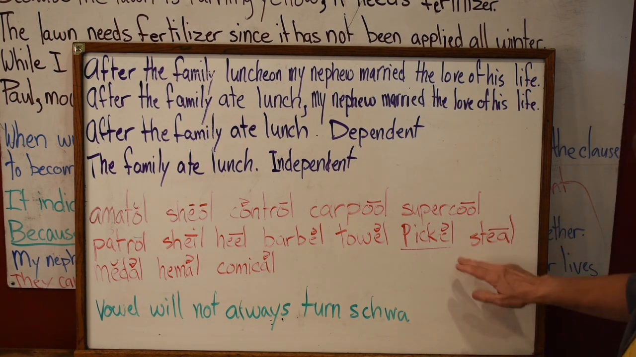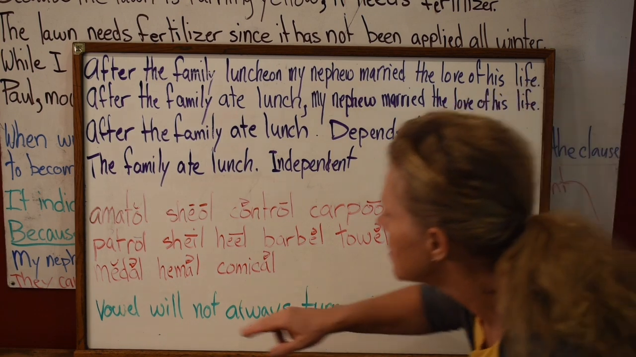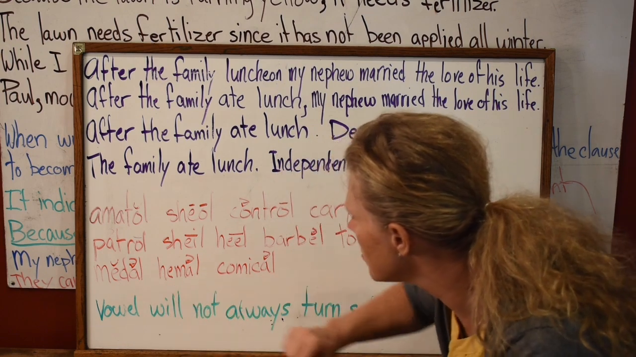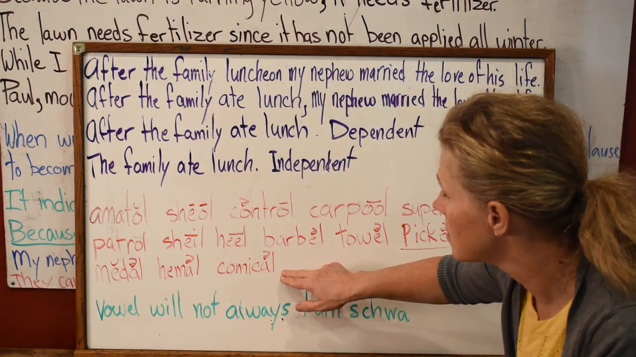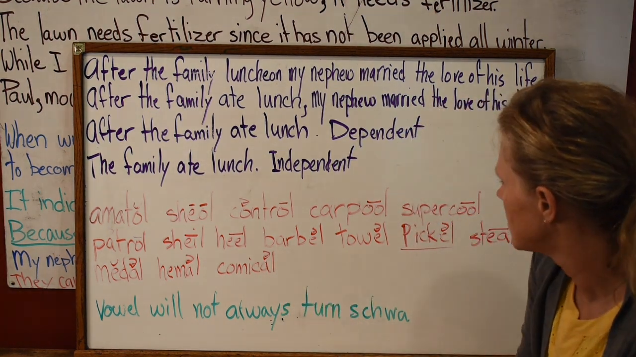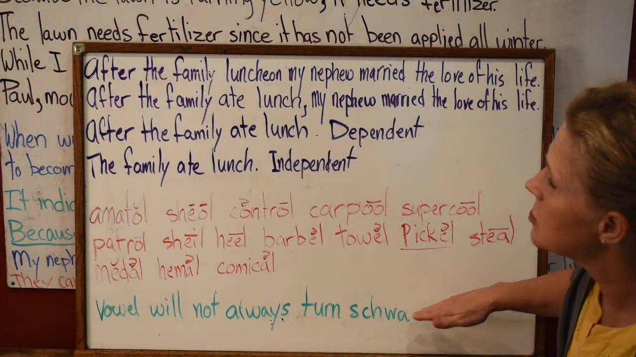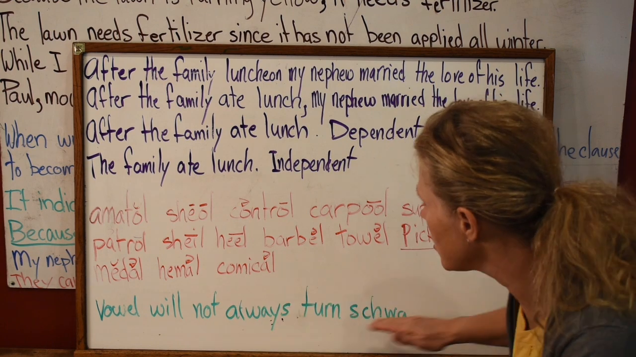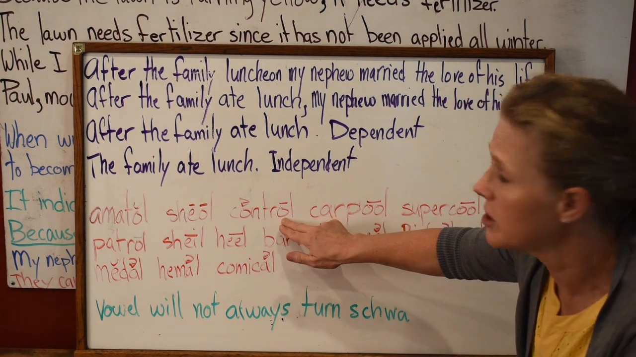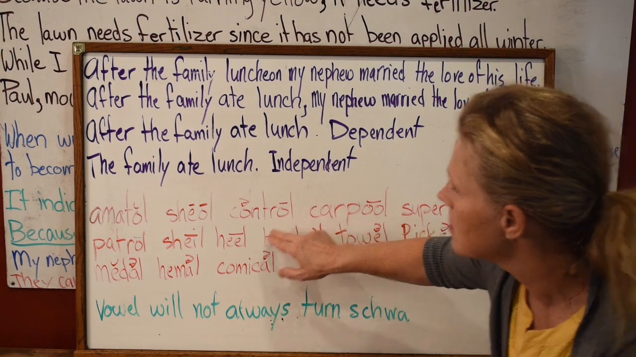So this word is steel, right here. Medal. See how they have this is medal. Comical. Comic is your base word. Here's your suffix added on. Vowels will not always turn to schwa. So you just need to be careful on how you're saying your words, because your vowels are not always switching to schwa. See, look, you would think it maybe should be right here, but this is a prefix right here.